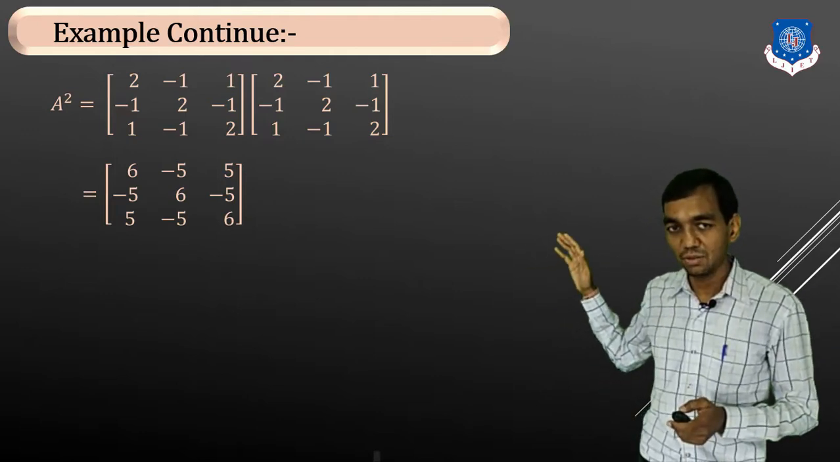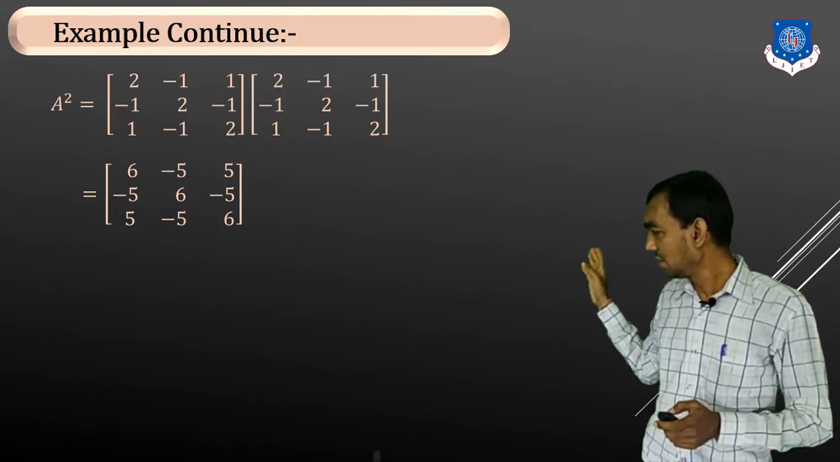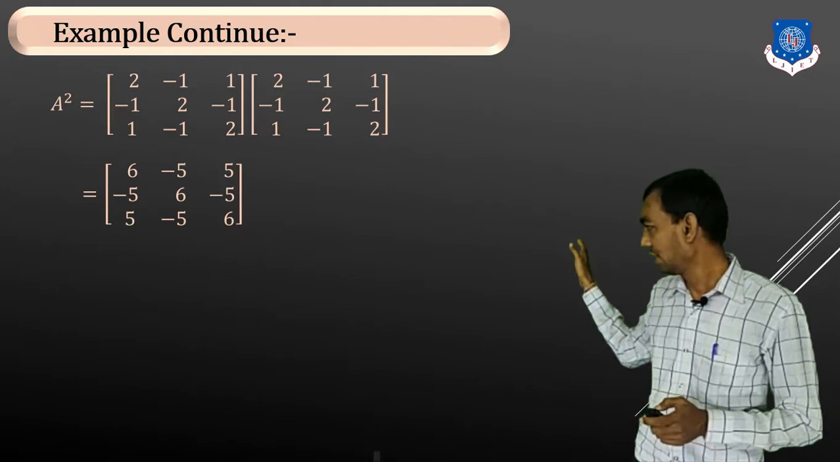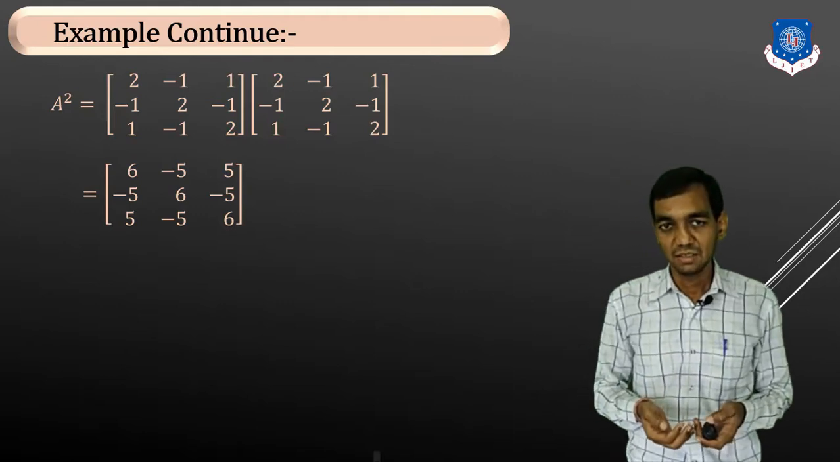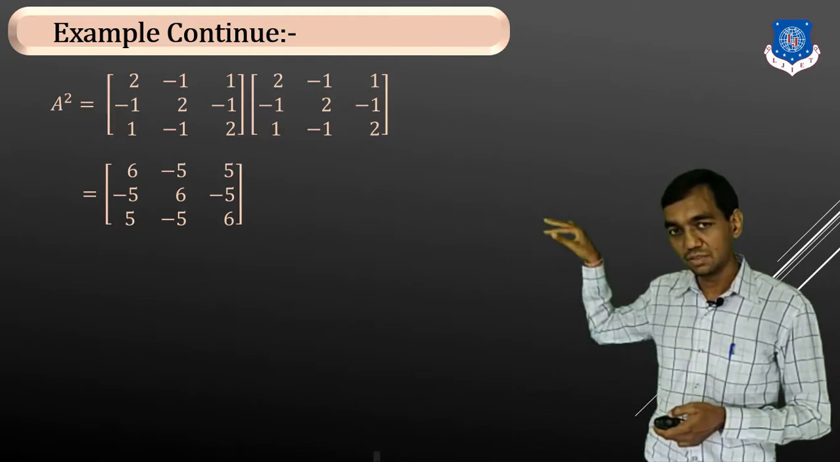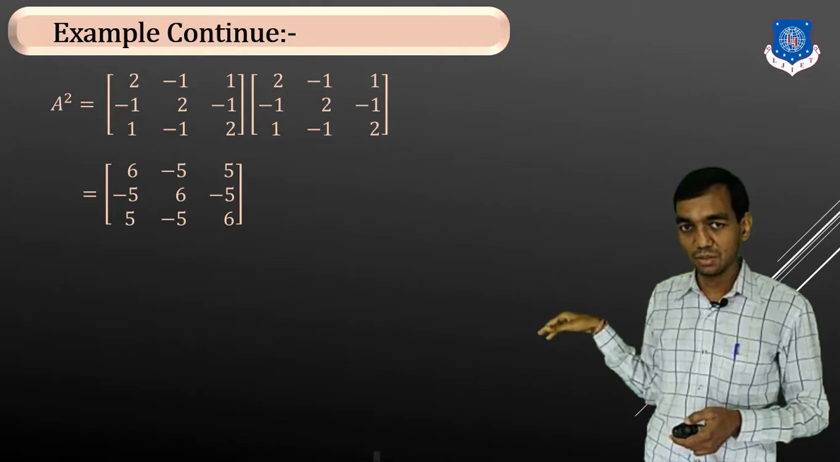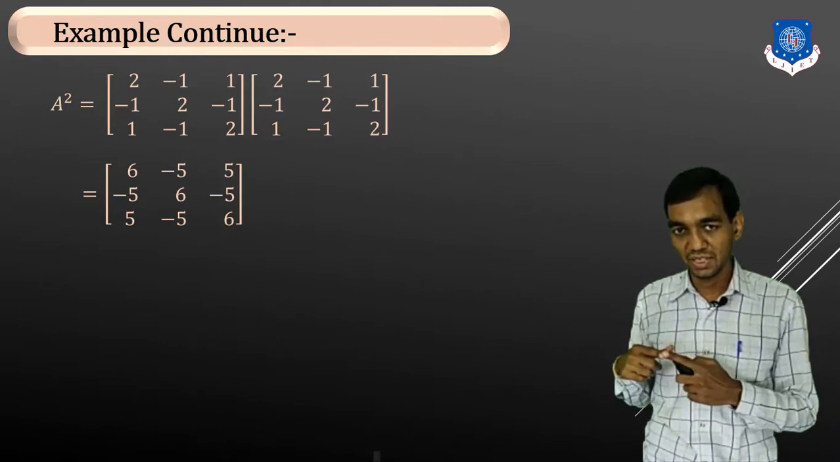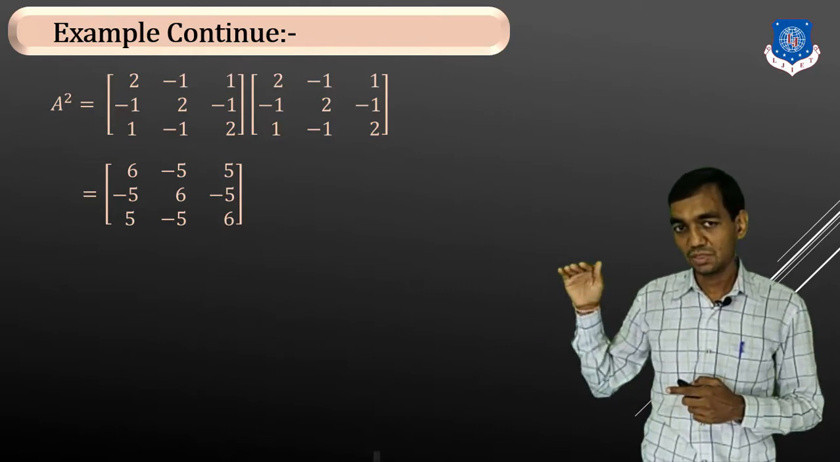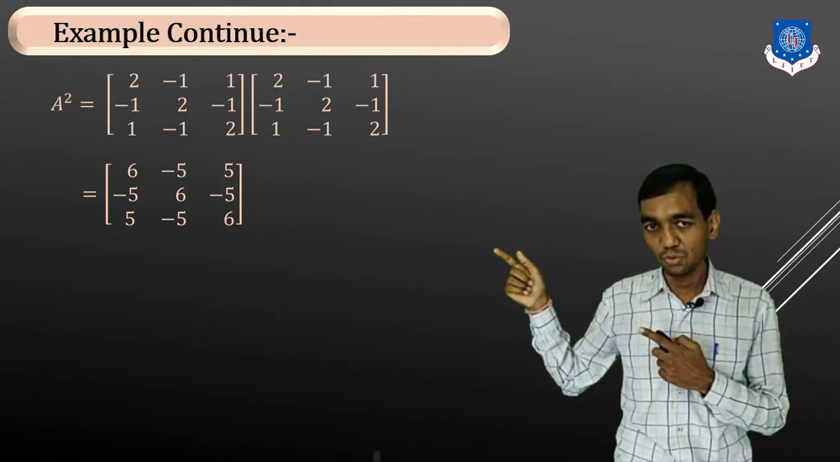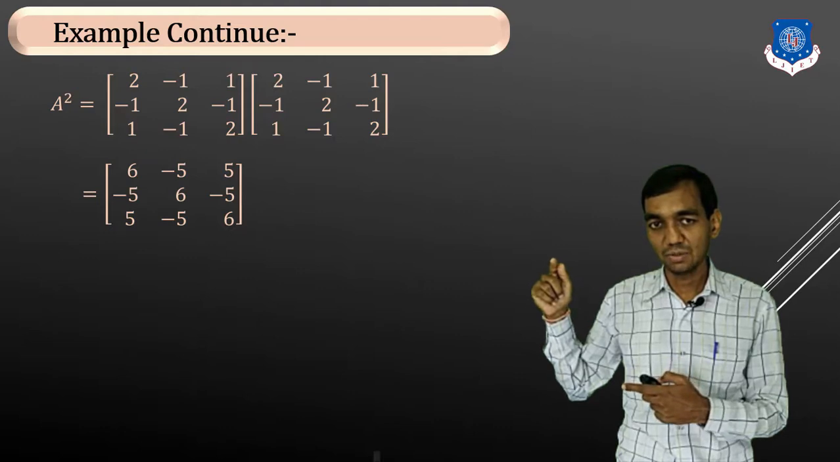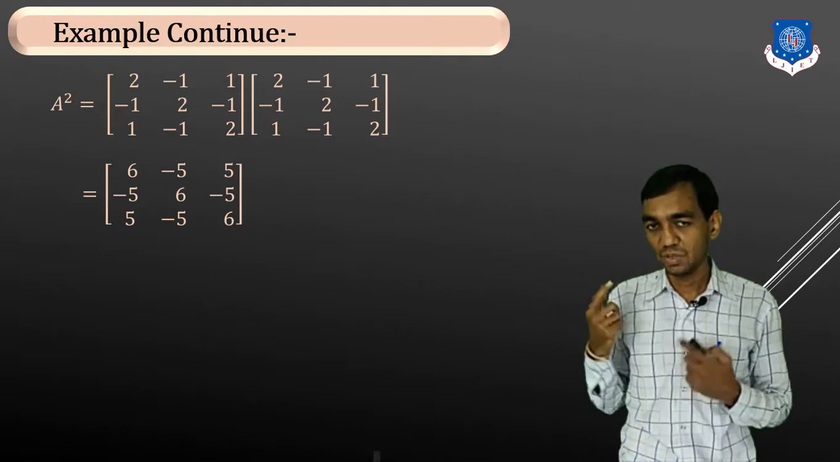That means you have to find out A square, which is nothing but A into A. So writing A into A. Now, as we are already aware of how to multiply the matrix, first row first column, first row second column, first row third column, and you have to multiply the corresponding elements. So starting with first row, first column, first you have to write down 2 into 2 plus minus 1 into minus 1 plus 1 into 1. That will be 6.